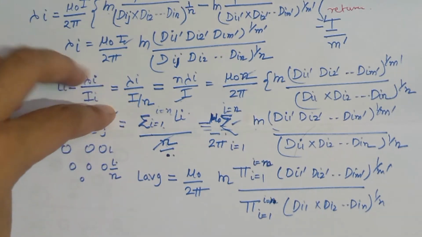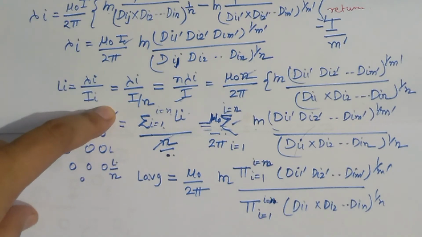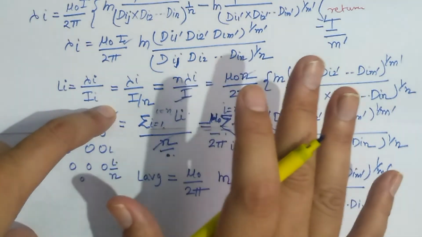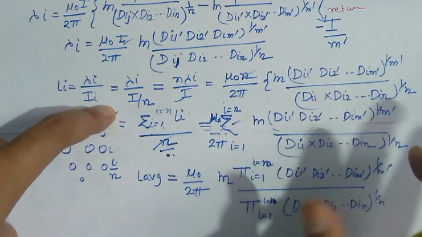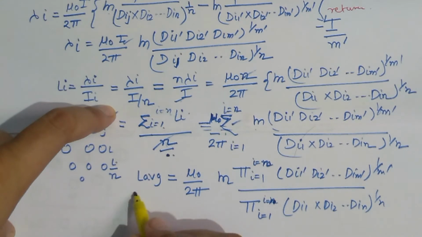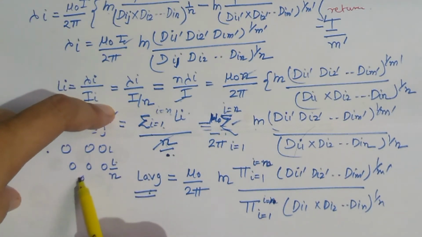So this is the expression of average inductance. It means we can assume the inductance of each conductor in a group is equal to L average. So average inductance means the inductance of each conductor in the group can be assumed to be L average.